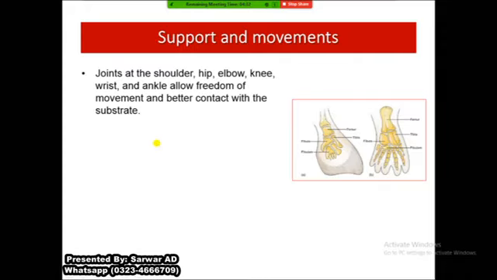Joints at the shoulder, hip, elbow, knee, wrist and ankle allow freedom of movement and better contact with the substrate. Definitely joints are helpful for various types of movement and support to sustain life on land and also in water bodies.